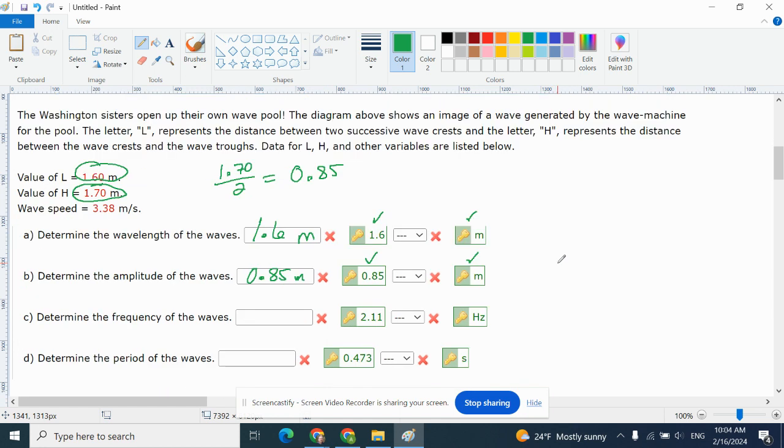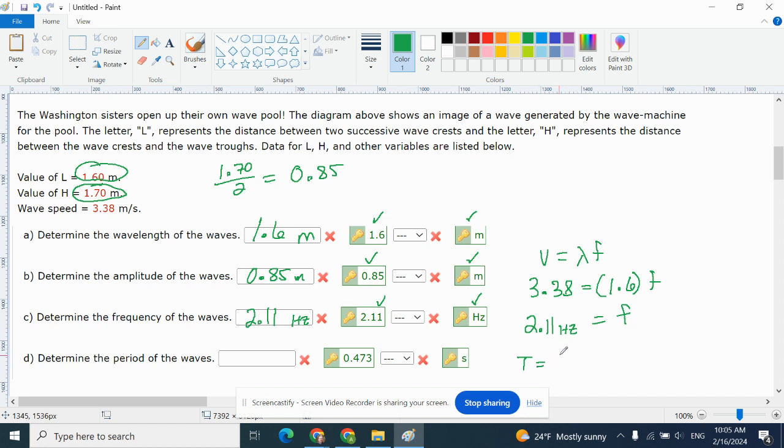The frequency of the waves. So V is lambda F. They gave me the velocity of 3.38. I solved the wavelength of 1.6 in part A. Grab a calculator, 3.38 divided by 1.6, 2.11 hertz. And it looks like we're in agreement with the key.